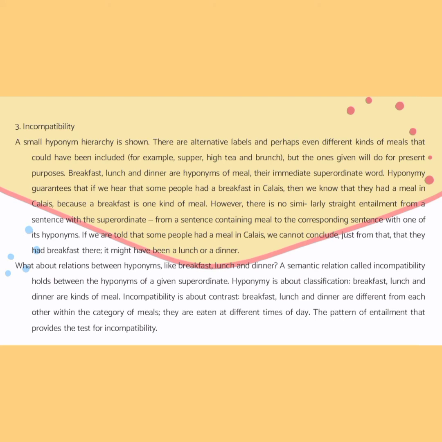However, there is no similarly strict entitlement from a sentence containing meal to the corresponding sentence with one of its hyponyms. If we are told that some people had a meal in Calais, we cannot conclude just from that that they had breakfast there. It might have been a lunch or a dinner.